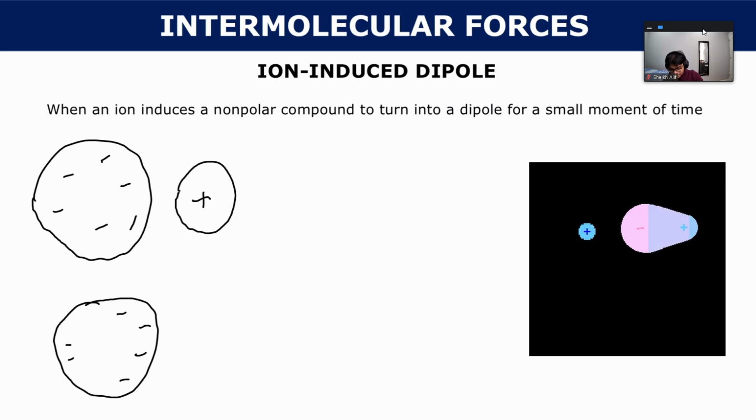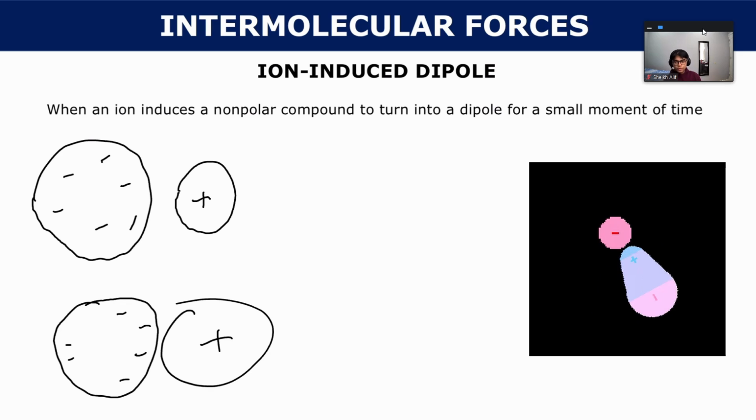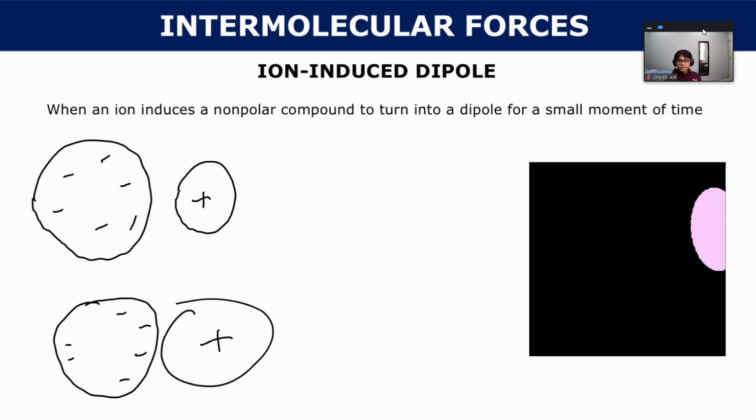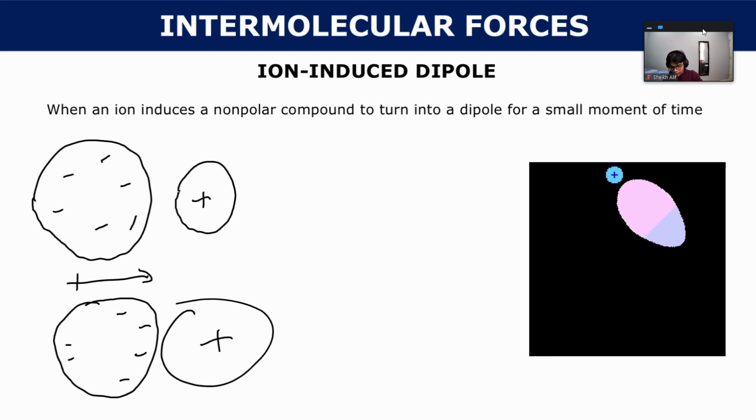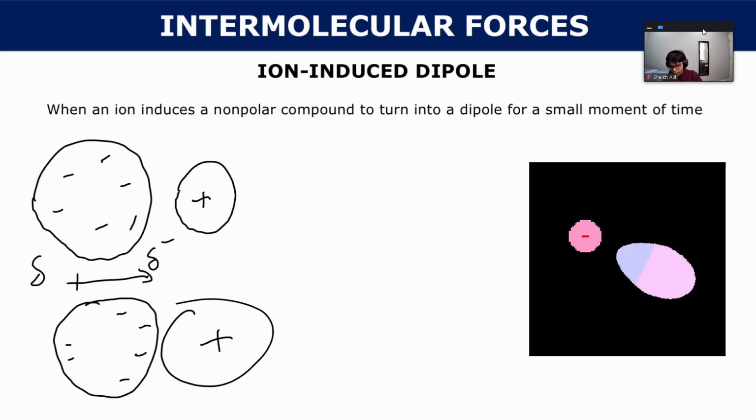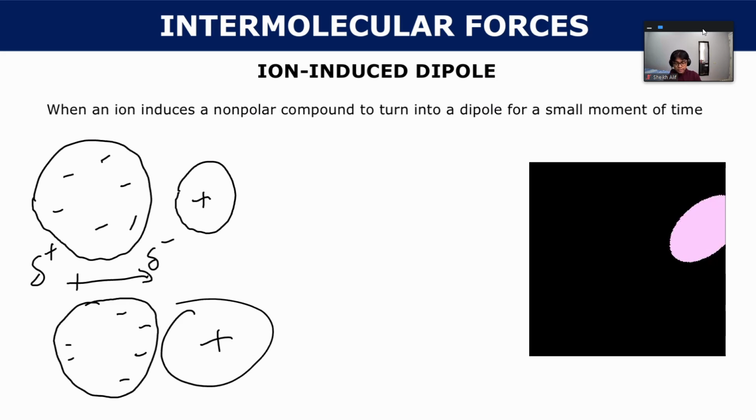And basically you have something like this, and that ion has caused this nonpolar compound to turn into a dipole for a small moment of time. And that is basically what an ion-induced dipole is, because now we have a force between these two. This has become like a dipole, and then it's attracted to this positive ion right here.